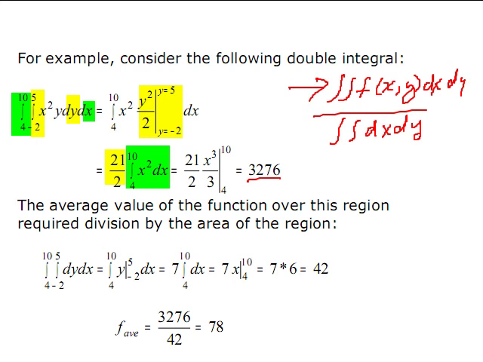That's for the numerator. For the denominator, we perform the same integration without the function, without the x squared y in it, but we integrate, as you can see, over the same limits. Y is varying from -2 to 5, and x is varying from 4 to 10. There is no function here. You simply carry out this integral, and this will give you the area. And the area is 42, so you divide. That becomes the denominator. You divide by 42, and the average value of the function is 78.